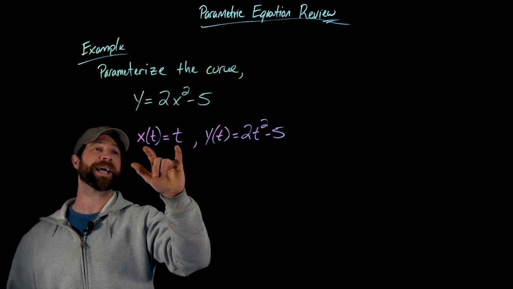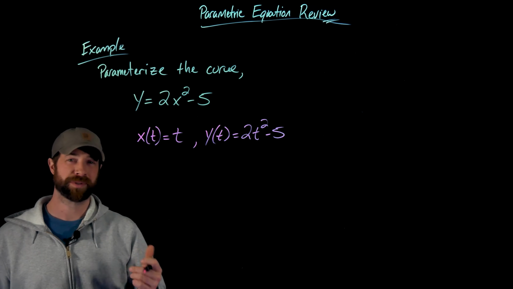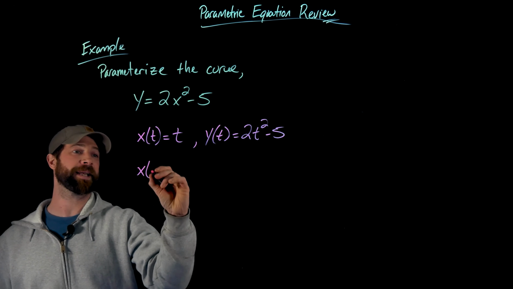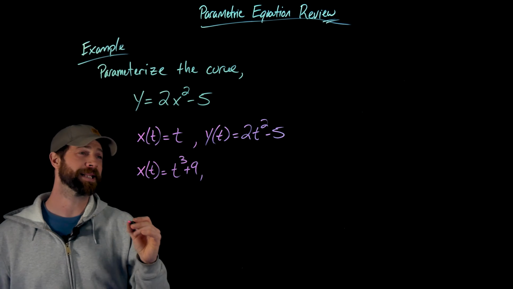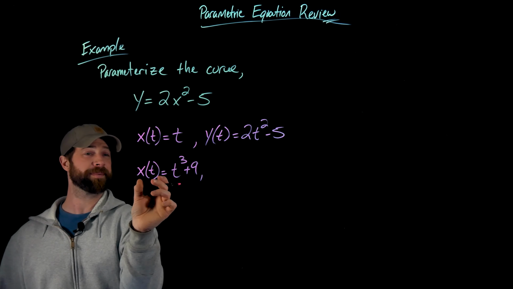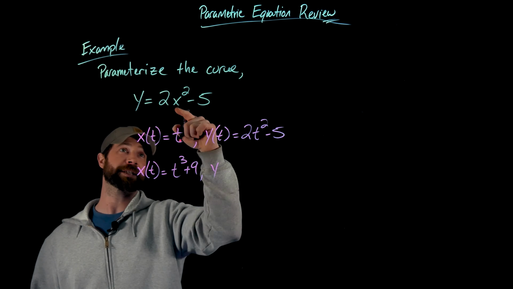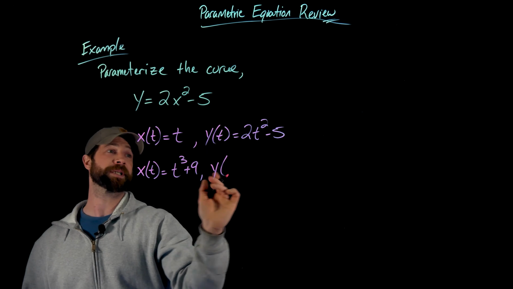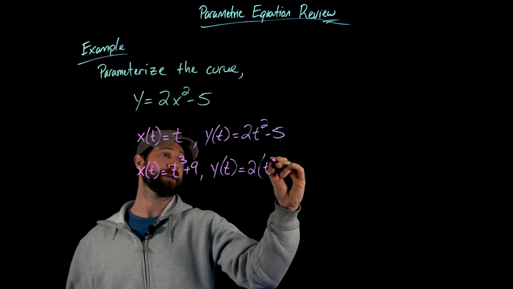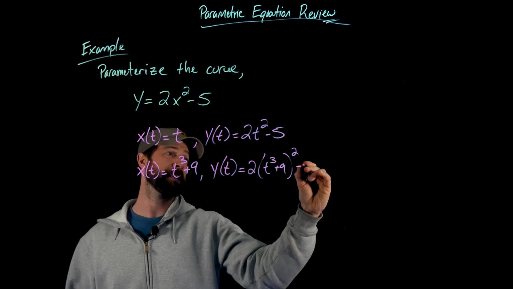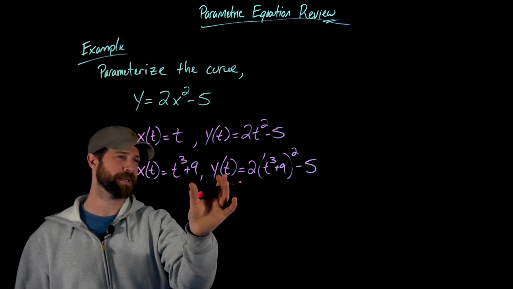So as long as I define x of t to be an expression that has that same domain, I shouldn't have any issues. So for instance, I could define x of t to be t cubed plus 9. And then in the same vein as what I did right there, so I've described x in terms of this expression right here, this cubic. All I would need to do is take this expression and replace the x value with this expression right there. So y of t then would be 2 times t cubed plus 9 squared minus 5. And then at this point, these are actually two parametric equations that work.